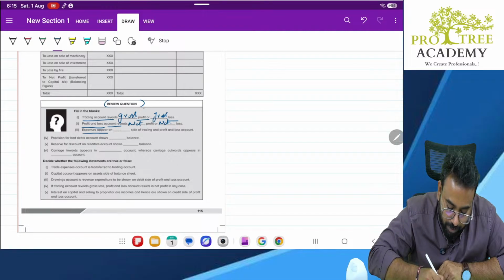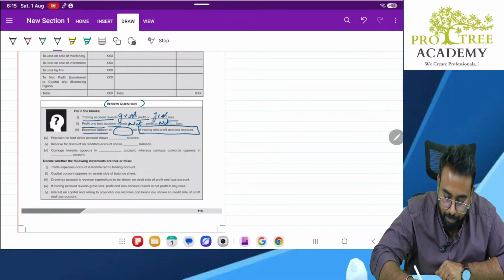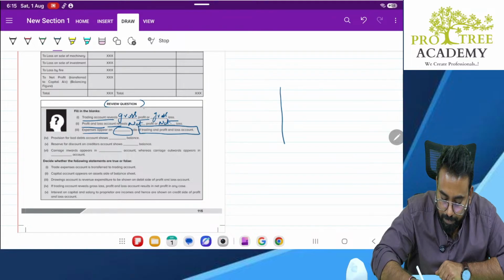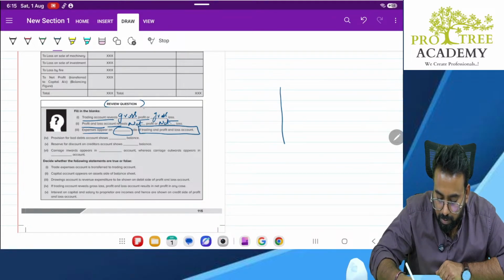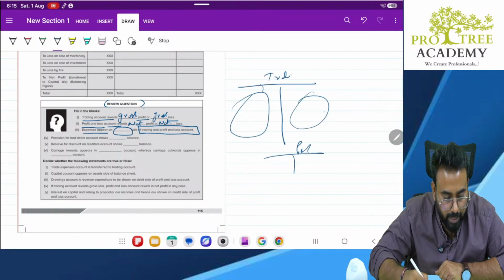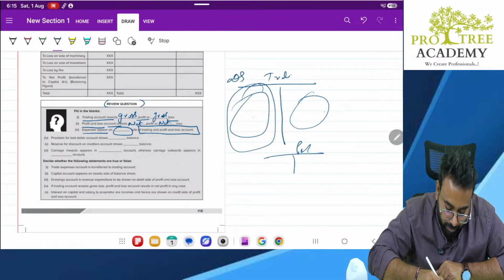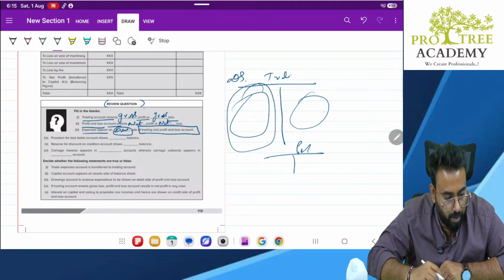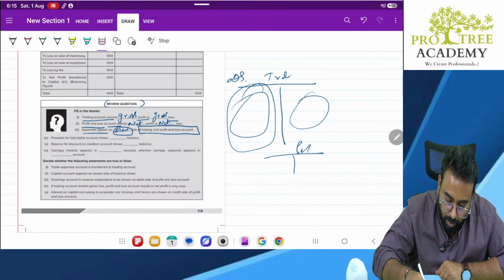Expenses appear on which side of the trading account and P&L account? This is the trading account. This is the P&L account. Where do you show expenses? This side or this side? We show it on this side, correct? That is the debit side. Okay.